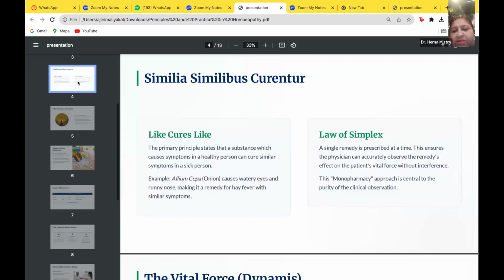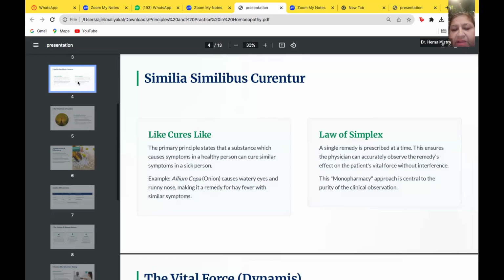So, what is this vital force? Again, it is said that this is a dynamic force. This is a force which cannot be perceived by eyes, but it is a dynamic force which can keep the entire body, soul, and mind in equilibrium.